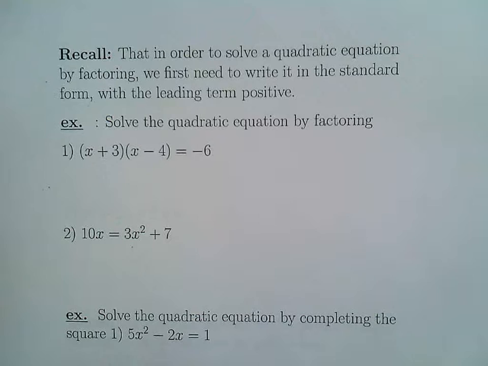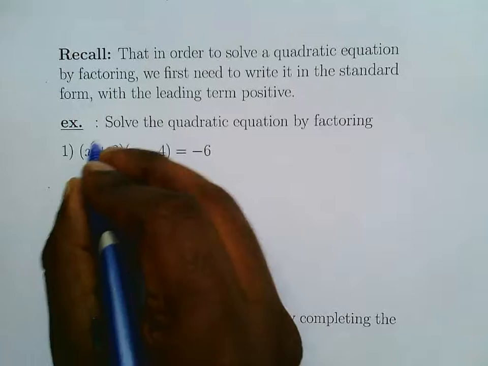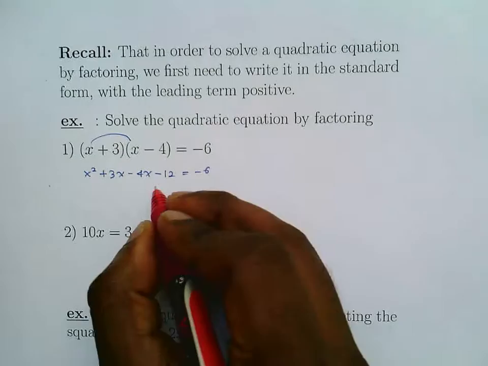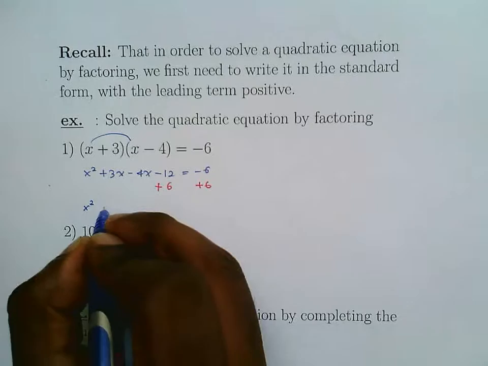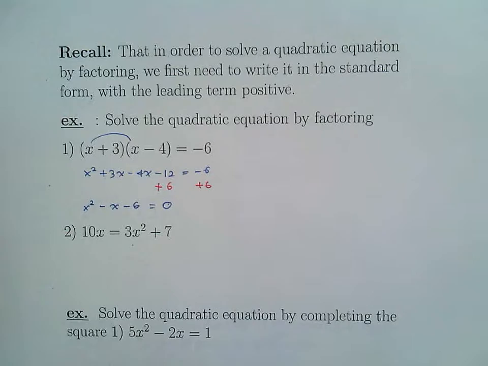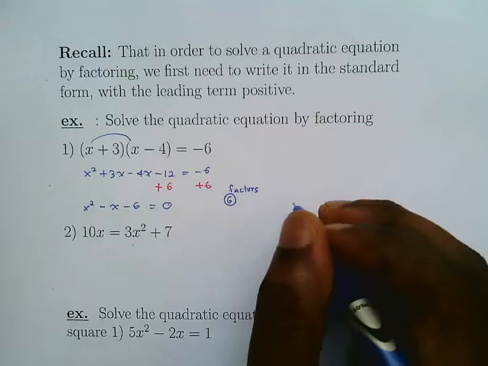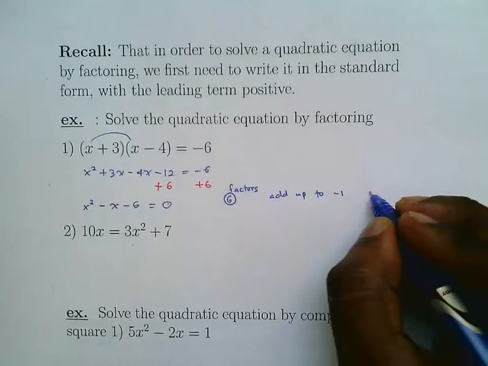So remember, you have to expand things and have it in standard form and then factor it. So make sure you have zero on one side. Let's do some foiling here. x squared plus 3x minus 4x minus 12 is equal to negative 6. Add 6 to both sides. You end up with x squared minus x minus 6 is equal to 0. So you're looking for factors of 6 that would add up to negative 1, and that would be negative 3 and plus 2.